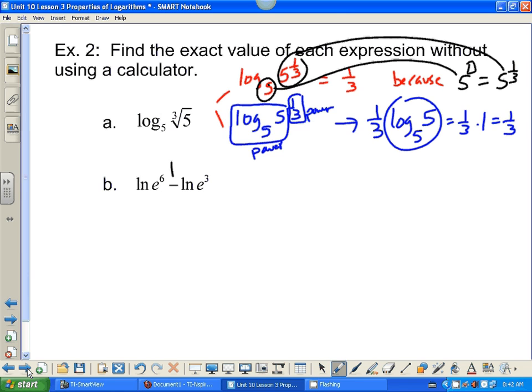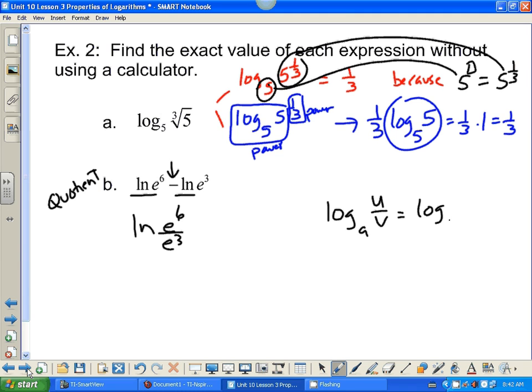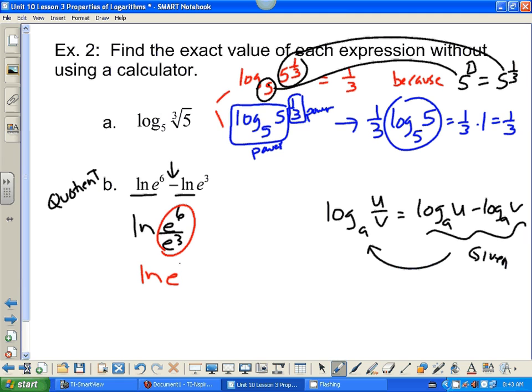On B, I see a subtract. Hopefully when you see individual logs being subtracted, you need to think of that quotient property. So I can rewrite this as the natural log of e to the 6th divided by e to the 3rd. Basically what I'm doing is taking the quotient property that we did before. You were given this side, and I'm rewriting it more succinctly, log base A of u over v. So when I simplify e to the 6th over e to the 3rd, I get e to the 3rd.